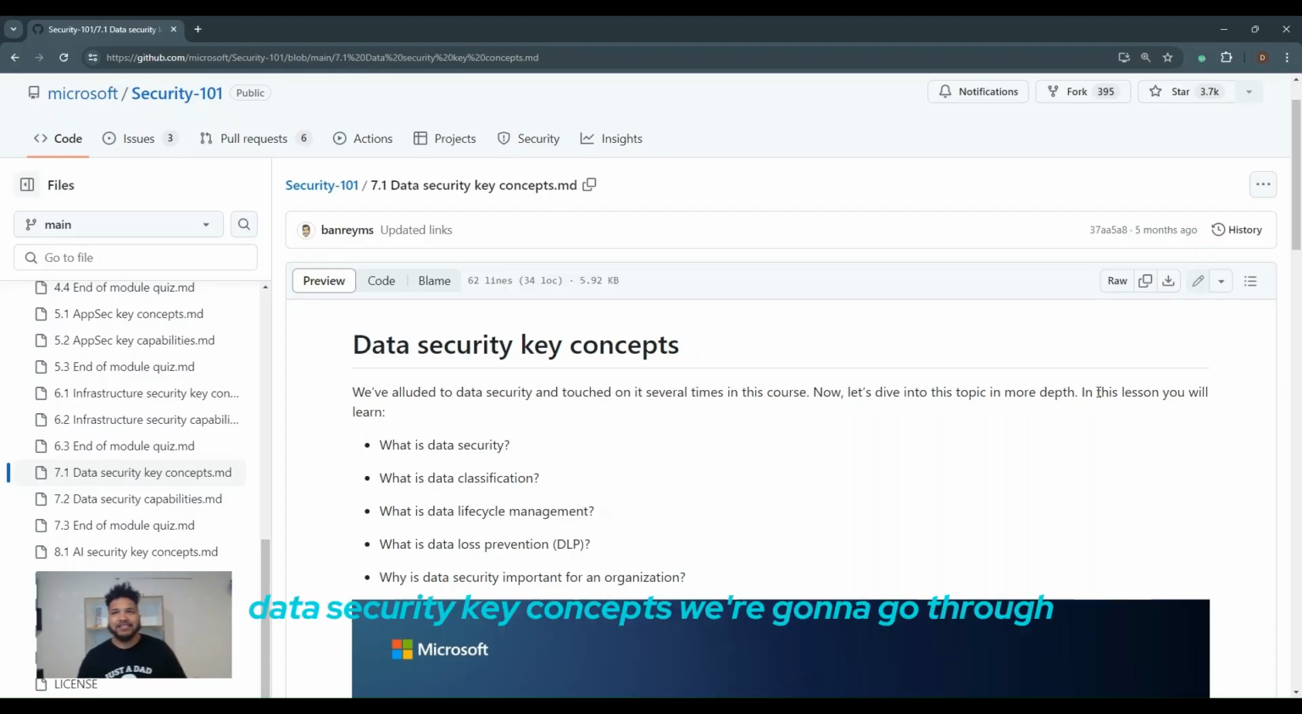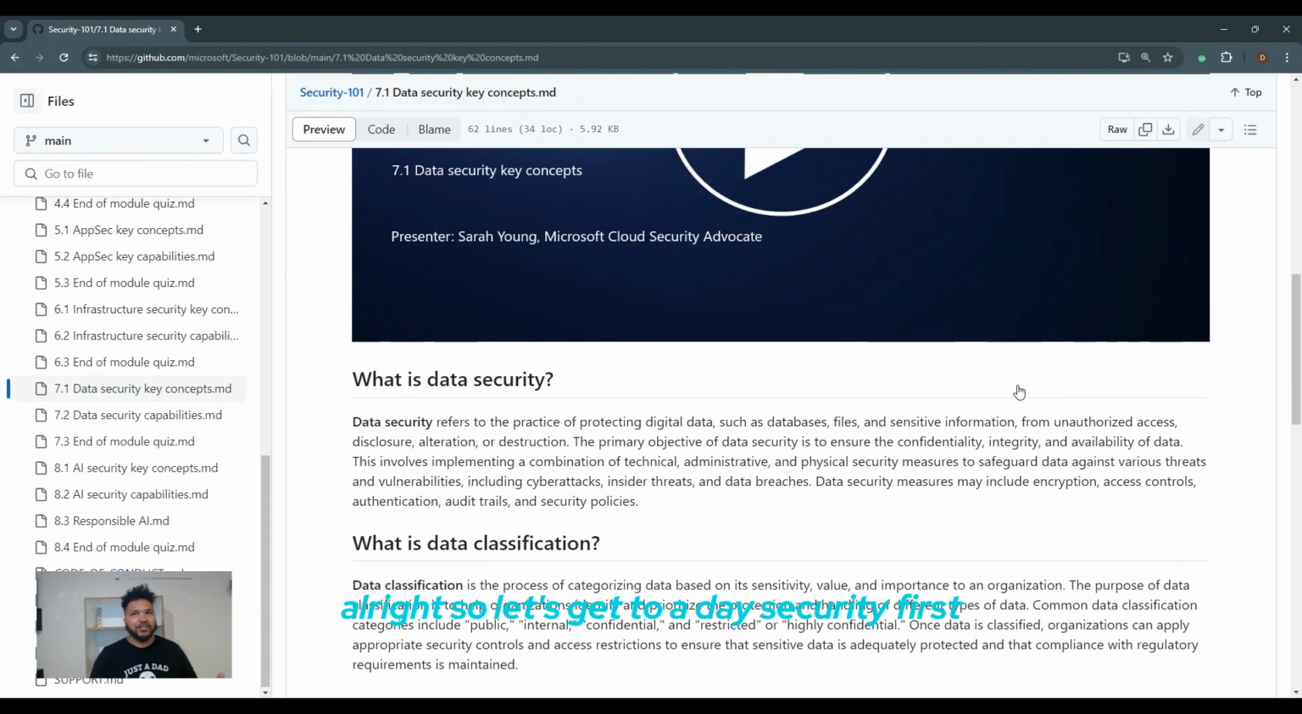Data security key concepts. We're going to go through what is data security, what is data classification, what is data lifecycle management, what is data loss prevention, and why is data security so important. All right, so let's get to it. Data security refers to the practice of protecting digital data such as databases, files, and sensitive information from unauthorized access, disclosure, alteration, or destruction. The primary objective, once again, we talk about this a lot, of data security is to ensure the confidentiality, integrity, and availability of data.